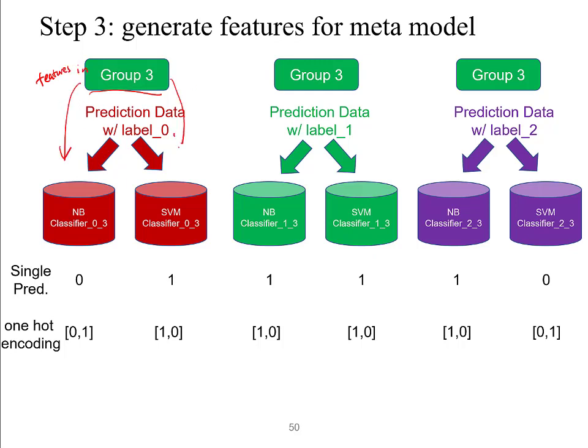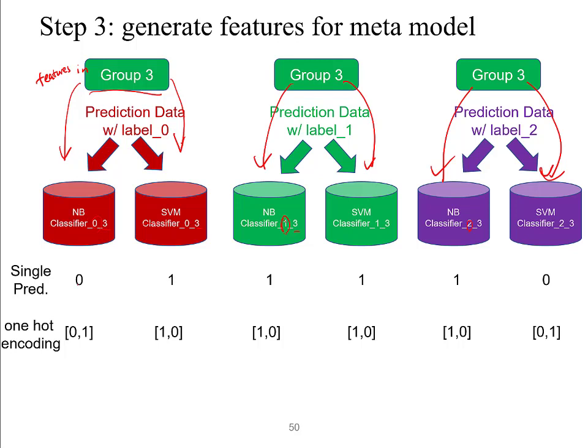Will be the input to each and every classifier. Right. So here again, this is for label 0, for label 1 and label 2. These are the classifiers for group 3. All right. So for each row, we would have a prediction.